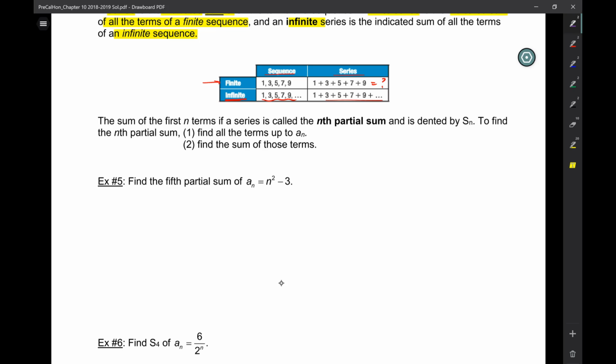So the question was, if this is an infinite series, would the sum always be infinity? And I said no. So how is that possible? How could I be right?